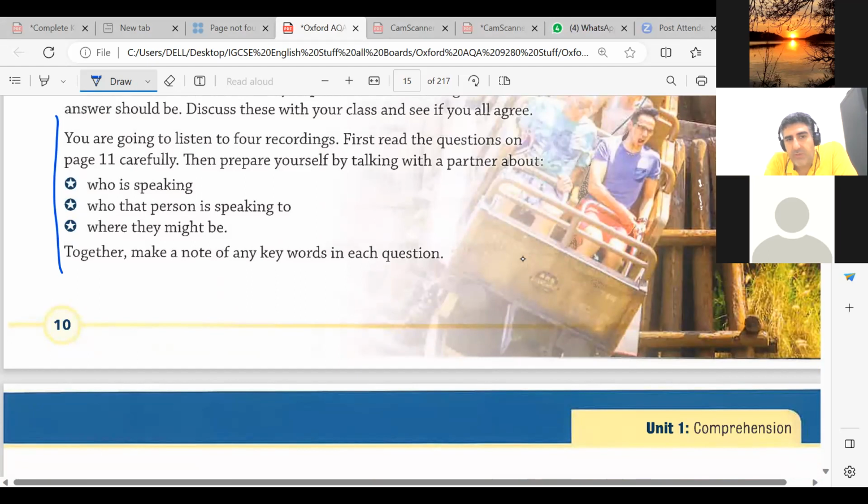You are going to listen to 4 recordings. First, read the questions on page 11 carefully. Then prepare yourself by talking about who is speaking, who that person is speaking to, where they might be. Together make a note and any. Okay, skip this part.